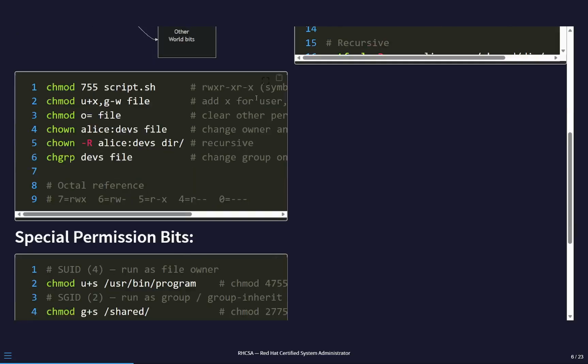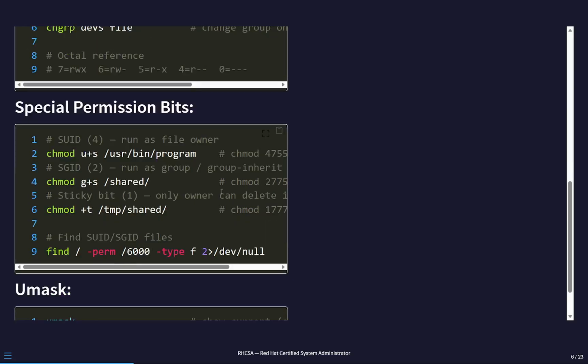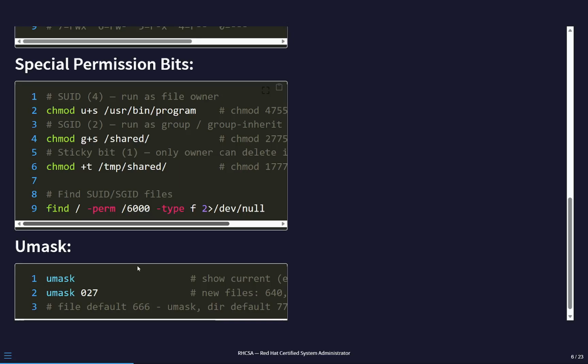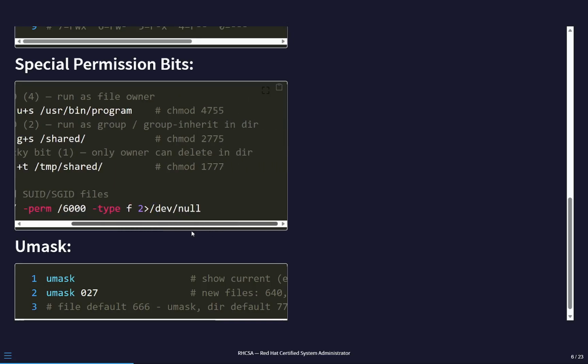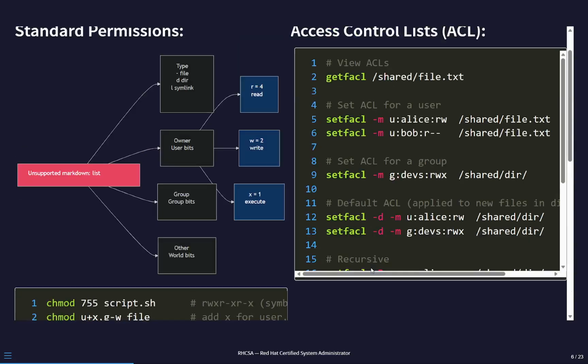Beat: special permission bits, these catch candidates off guard. SUID, on an executable file. The process runs with the owner's UID, not the caller's UID. That is how passwd lets regular users modify /etc/shadow. It is SUID root. Set it with chmod u+s, or octal 4755. SGID on a directory causes new files created inside to inherit the directory's group, essential for shared project directories. Set with chmod g+s, or 2775.